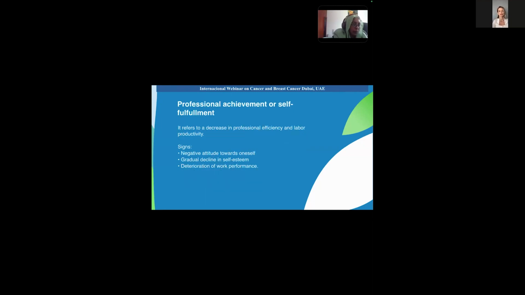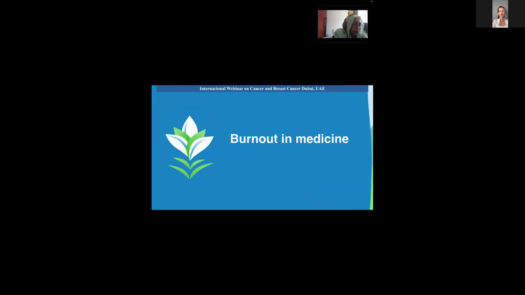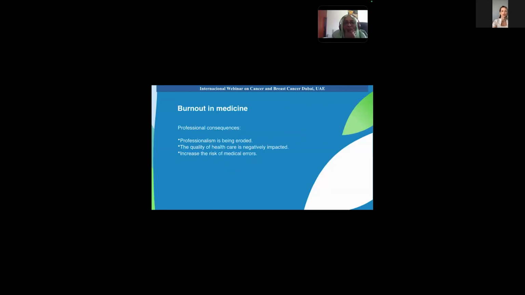And the last, professional achievement or self-fulfillment, refers to a decrease in professional efficiency and labor productivity. Signs: negative attitude towards oneself, gradual decline in self-esteem, deterioration of work performance. So burnout in medicine, because I think that this syndrome is not just for radiologists, but for all doctors in general. And it has very important consequences.